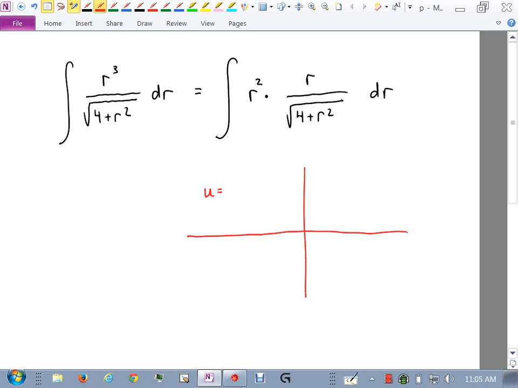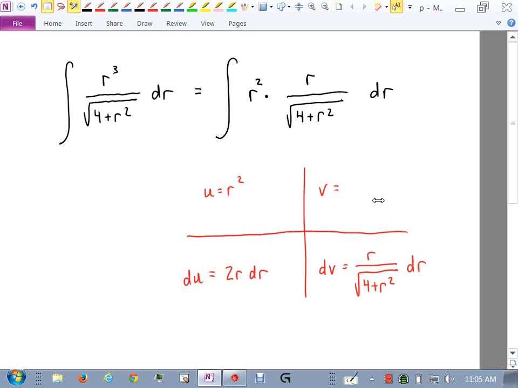So I'm going to call u r squared, dv is r over the square root of 4 plus r squared. I'm not guaranteeing that this is going to get us to the answer. I haven't worked this problem out in probably years. But okay, let's start with this one because I think this is the easiest one. This is 2r dr, right?